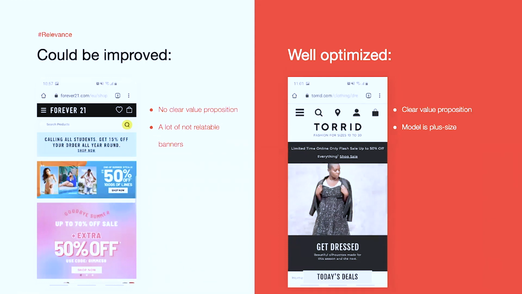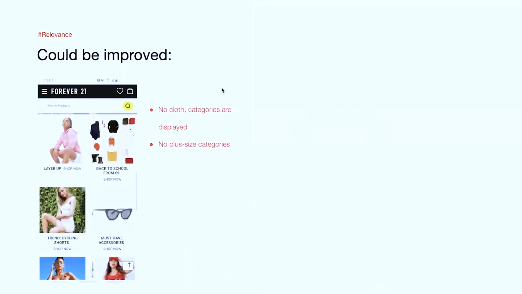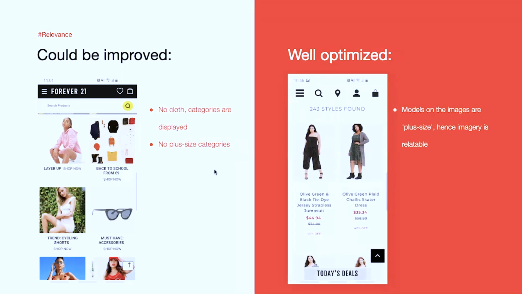If we scroll a bit down on Forever 21, we can see many categories displayed, and again, none of which says anything about plus-size dresses. Whereas Torrid was directly displaying the products, which was very relevant to us as we were looking for them. So basically, this explains what relevance is and how you evaluate whether your site is relevant.